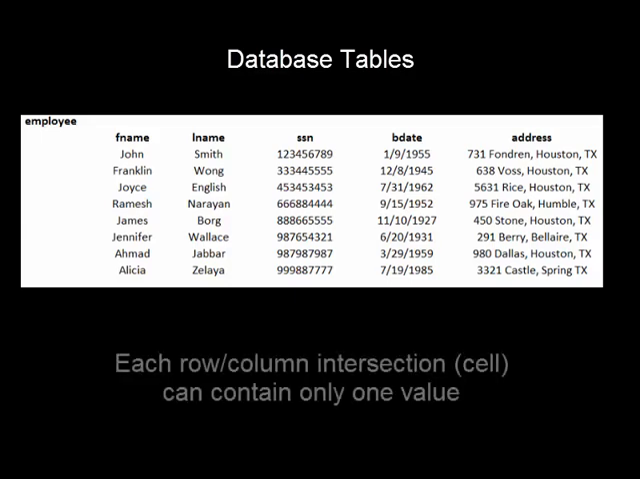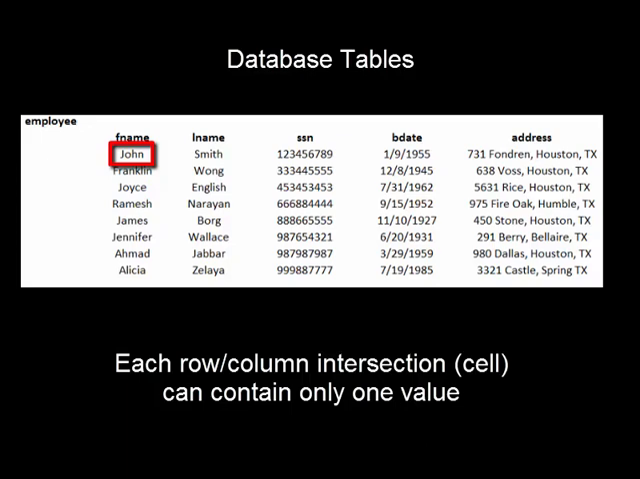First, at any given intersection for a row and a column, similar to a cell in a spreadsheet, that intersection can only contain one value. In other words, if the cell is supposed to contain a name, it only contains the name for one person, not for several people. So if it's supposed to be Joe or Tammy, it's only one name in there.